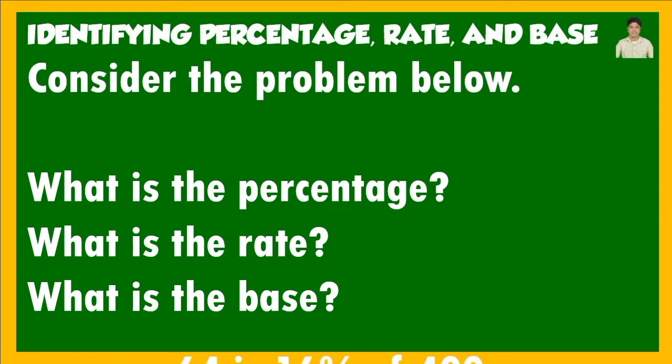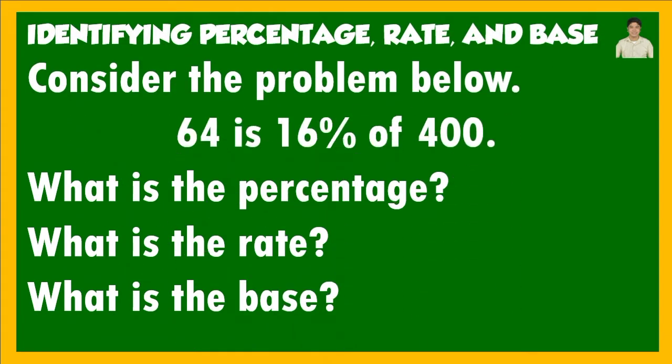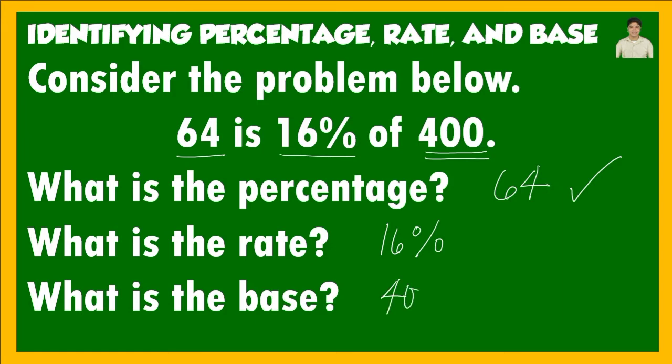Another. So 64 is 16% of 400. So what is the percentage? Is it 64, 16%, or 400? Again, percentage, part of a whole. So our answer here is 64. And then the rate, that is 16%. And then base, the total, whole, that is 400.